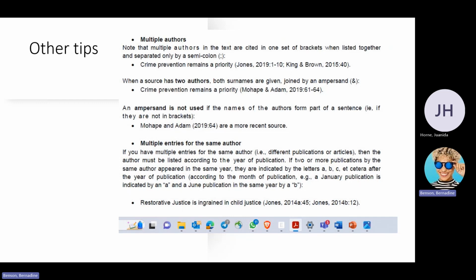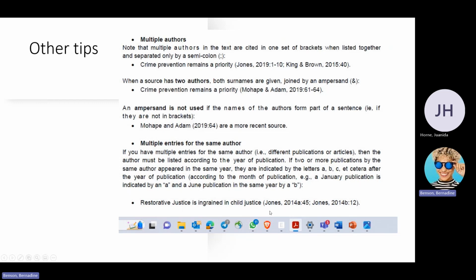We spoke just now about the use of ampersand. So yes, you can see in the text, in the brackets, King and Brown is separated by an ampersand. Mohapi and Adams, same source, separated by an ampersand. Yet when the same source is outside the brackets, then they are separated by the word and. Do not ask me why. I don't know. This is the rule of the Harvard method, so use it that way, please.